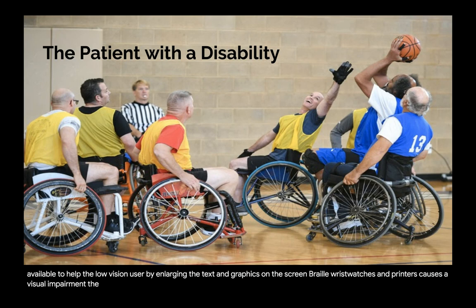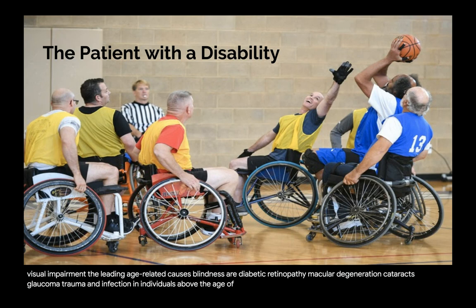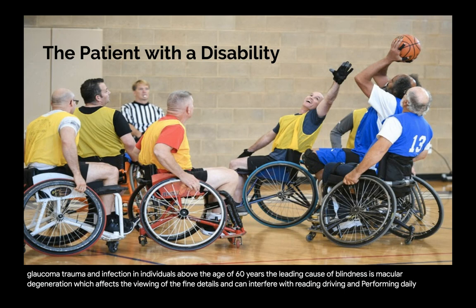Causes of visual impairment. The leading age-related causes of blindness are diabetic retinopathy, macular degeneration, cataracts, glaucoma, trauma, and infection. In individuals above the age of 60 years, the leading cause of blindness is macular degeneration, which affects the viewing of fine details and can interfere with reading, driving, and performing daily tasks.